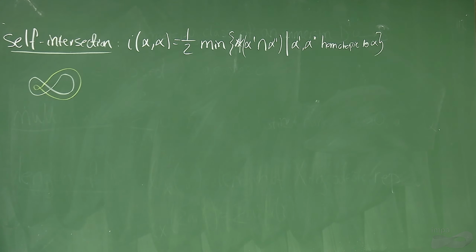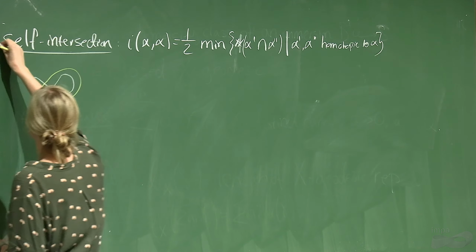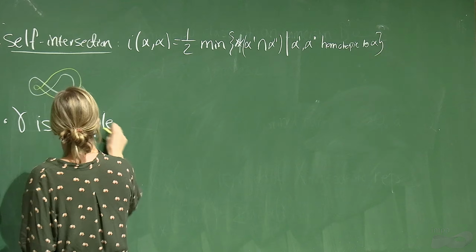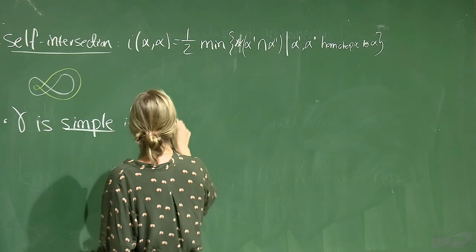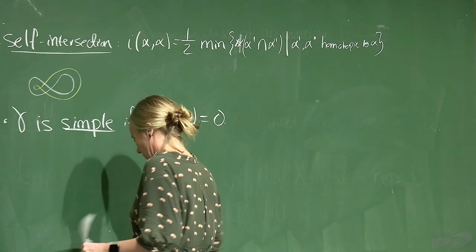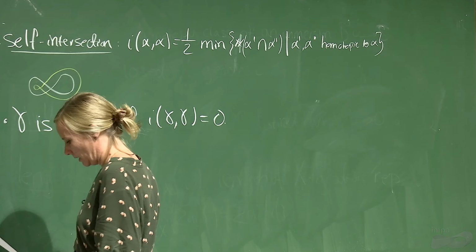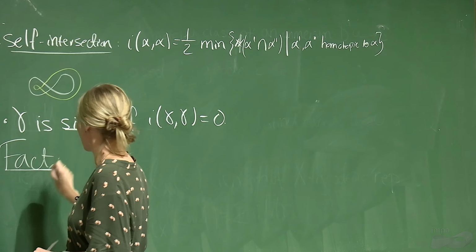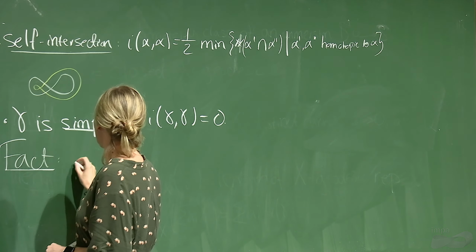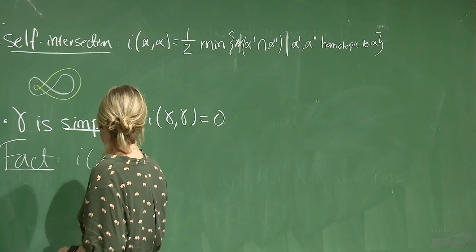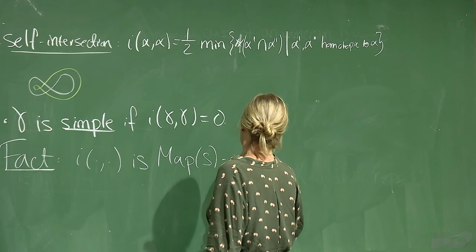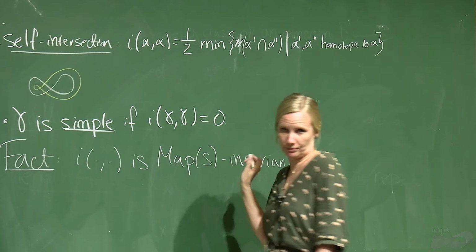Otherwise, it's 2. Okay, so the reason why I'm saying this, also maybe I should also say, gamma is simple if it has 0 self-intersection. Okay. So some facts. We want to talk about topological types of curves. First off, the self-intersection is mapping class group invariant. It just follows from being homeomorphisms.